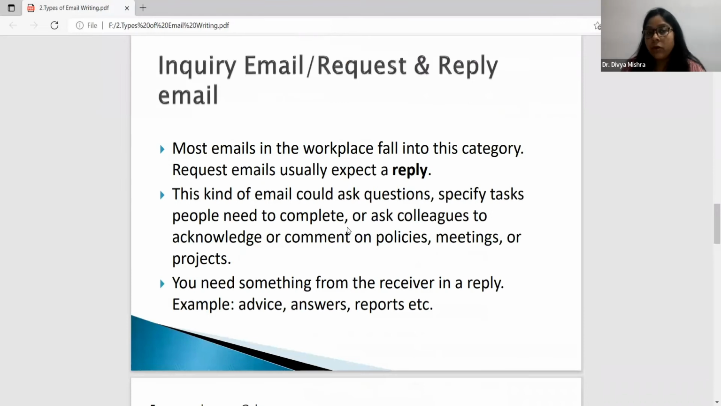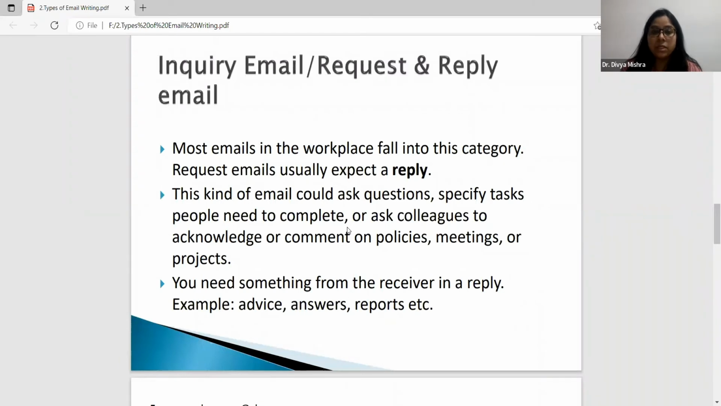Then inquiry email, or request and reply email. Most emails in the workplace fall into this category, because from your point of view, you might have to send in future a job inquiry email or follow up email. So it will come under this category. This kind of email could ask questions, specify tasks people need to complete, or ask colleagues to acknowledge or comment on policies, meetings, or projects. So it can be anything. You can ask anything in that email.